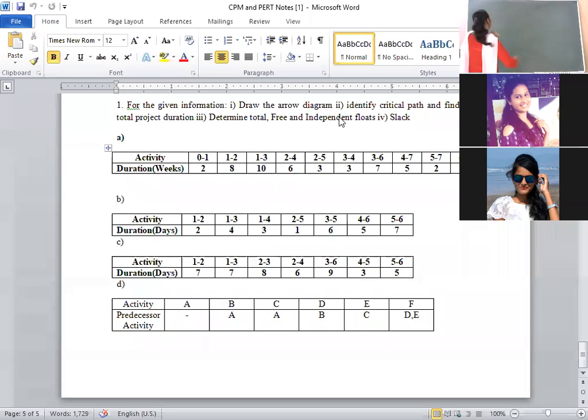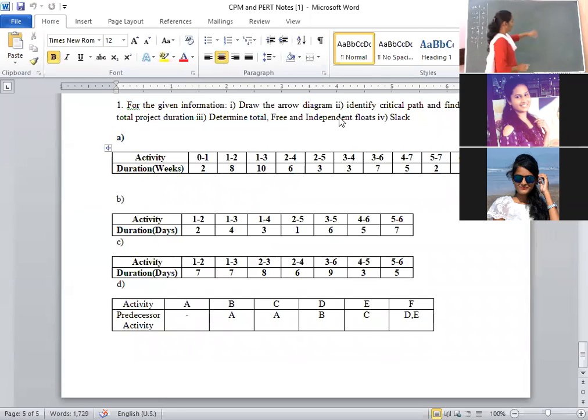Write down the problem. Activity: 1 to 2, 1 to 3, 1 to 4, 2 to 5, 3 to 5, 4 to 6, 5 to 6. Time duration is Tij: 2, 4, 3, 1, 6, 5, 7. That is given in days. Earlier one was in weeks.